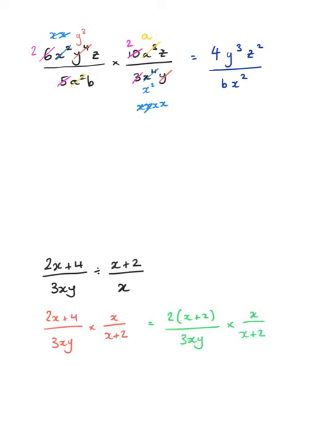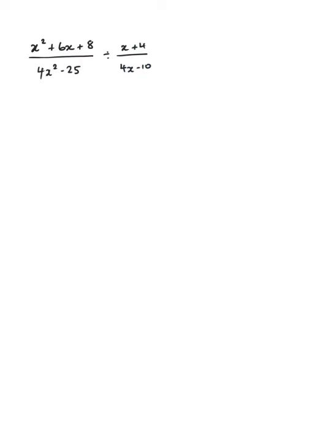And the reason I wanted to do that is I can now do some crossing out. So I'm timesing by x plus 2 on the top and the bottom. I'm also timesing by x top and bottom. So that's going to give me 2 over 3y. Now sometimes we need to factorise quadratics, but it's not going to make any difference. It's going to be the same sort of idea.